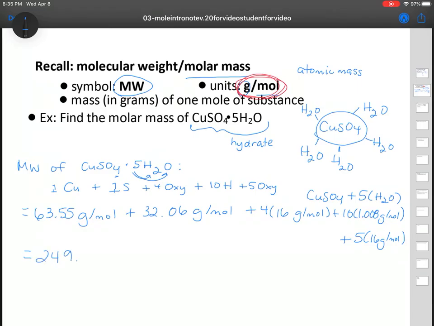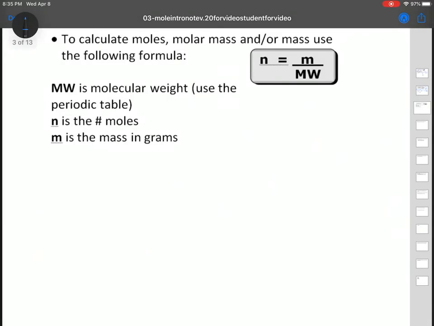So you should end up with 249.69 grams per mole. Again, if you want to get full marks, make sure you have units. Okay, so that means that each 1 mole of copper sulfate pentahydrate would weigh 249.69 grams. So that is a very heavy substance, which is common with ionic compounds.